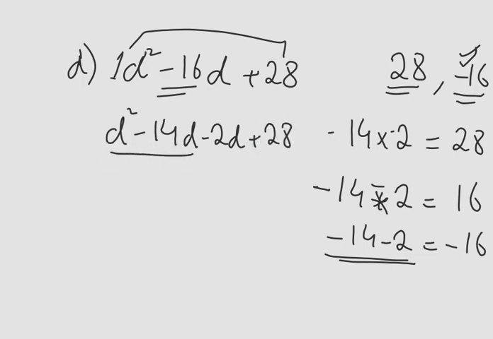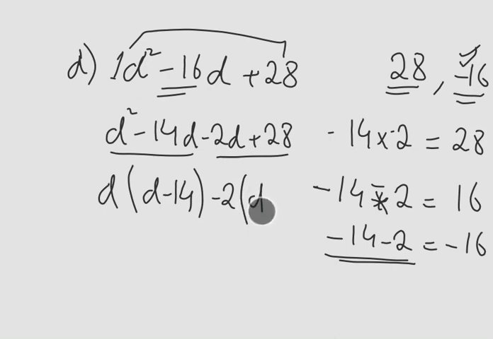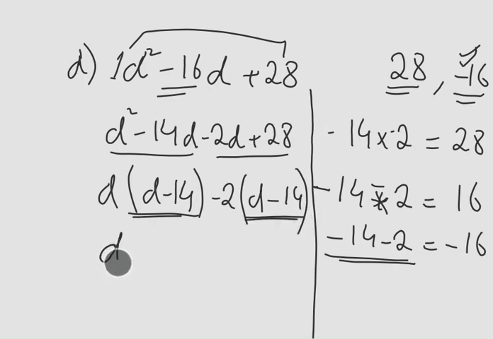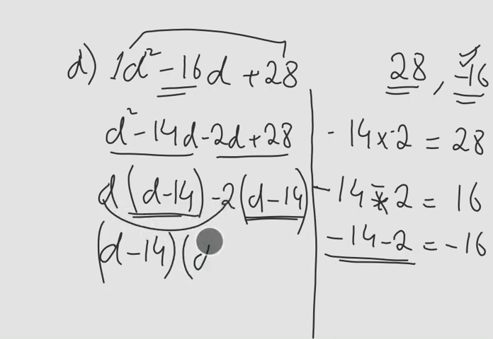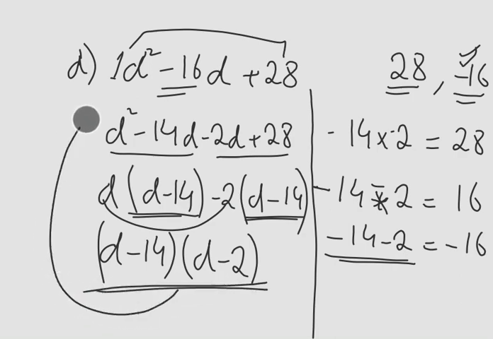Making pairs, in the first two the common is d, and the remaining is d minus 14. Here minus 2 is common, and minus 2 times minus 14 is plus 28, so the remaining is d minus 14. The common is d minus 14, so d minus 14 and d with minus 2, that is d minus 2. So d minus 2 and d minus 14 are the factors of d square minus 16d plus 28.